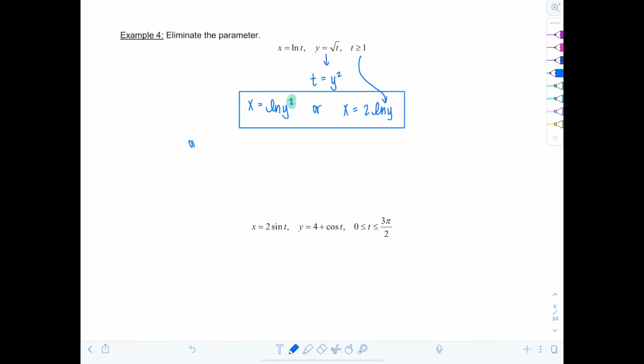Now, what if I had done it the other way that I kind of talked myself out of? Would it have been so bad? Let's see. If I rewrote it using the first equation, that e to the x is equal to t, and I substitute that into the second equation, then I get y equals the square root of e to the x. So e to the x raised to the 1/2, right? Same thing. And then I end up with y equals e to the x over 2.